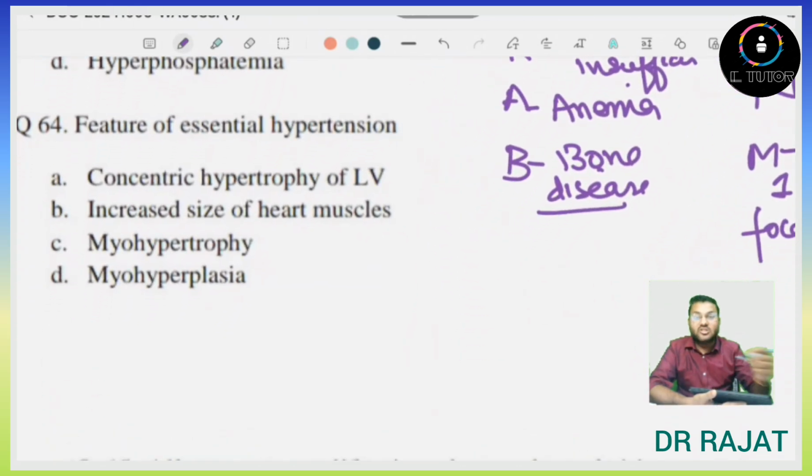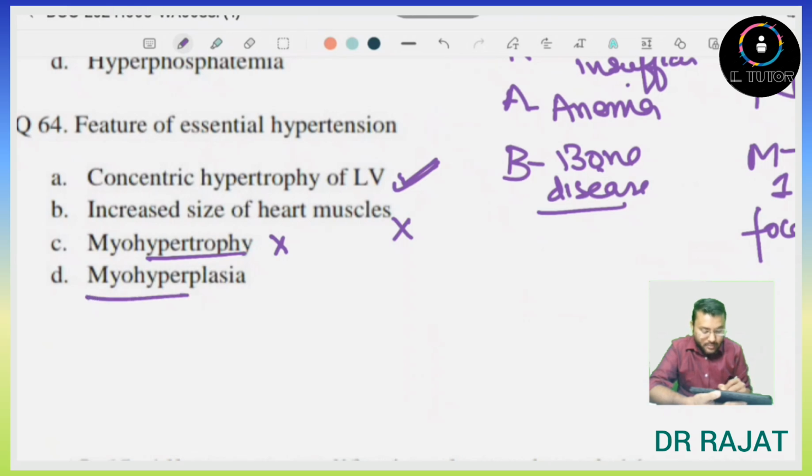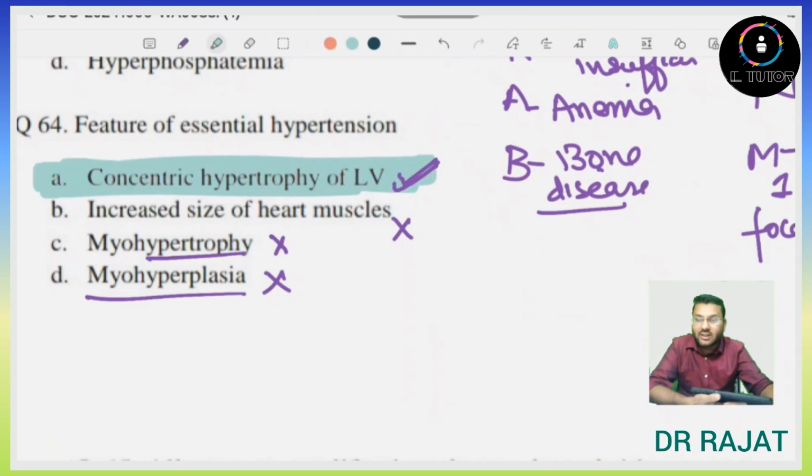Next question is feature of essential hypertension. So concentric hypertrophy of left ventricle, this is true. Increased size of heart muscles, yes, this can be true but not always seen. And myohypertrophy, yes, of course this can also be seen, but not always. And myohyperplasia is not seen. So overall, whenever pressure is increased on the walls of the heart, there will be increase in the muscle of the heart also, hypertrophy will be there. But the main feature of the essential hypertension is concentric hypertrophy of the left ventricle, because there is sometimes a decrease in the pressure, then again increase in the pressure, which lead to the concentric hypertrophy of the left ventricle. So best answer here will be concentric hypertrophy of left ventricle. Option number B and C can also be correct, but best answer is concentric hypertrophy.